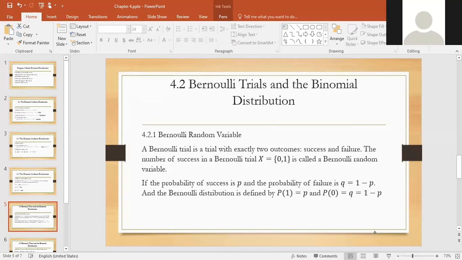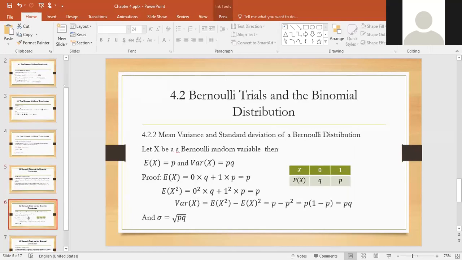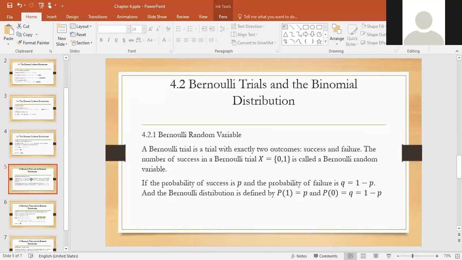Next section, 4.2, the Bernoulli trials and the binomial distribution. So for the next 5 minutes, we will just discuss the Bernoulli trial. The Bernoulli trial is a trial with exactly 2 outcomes: success and failure. If the probability of success is p, the probability of failure is q equals 1 minus p. When you are taking an exam, you are doing a Bernoulli trial. You can pass or you fail. But the probability of passing, you cannot tell. When you buy a lottery card, you are doing a Bernoulli trial. You can win or you can lose.